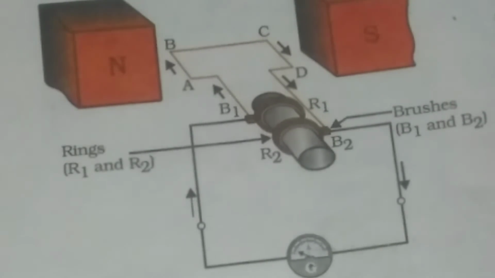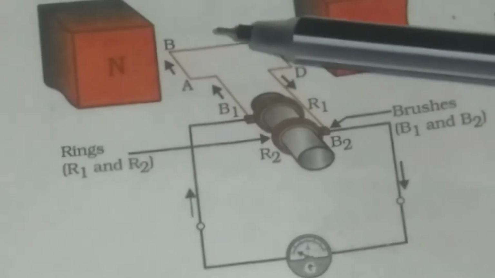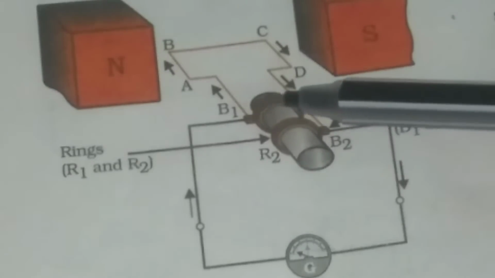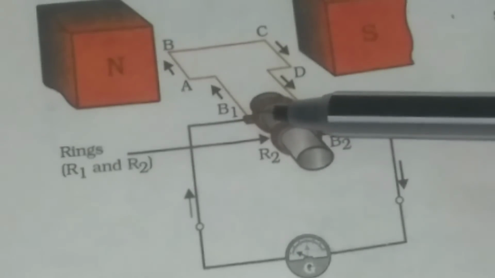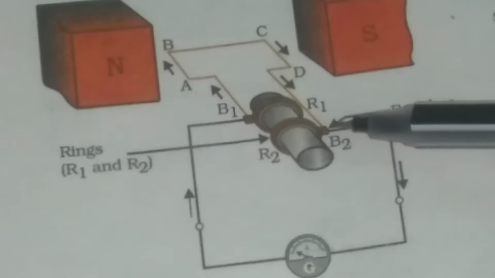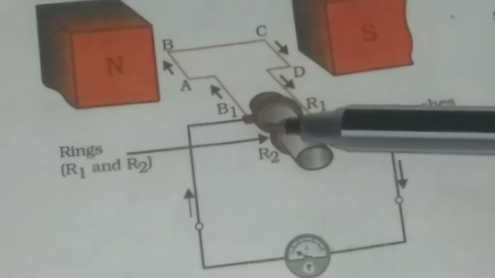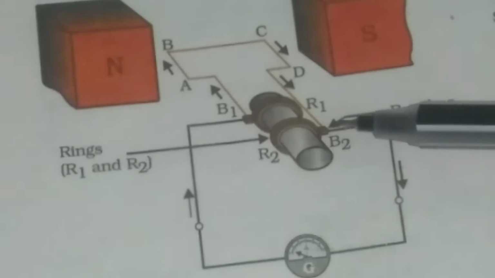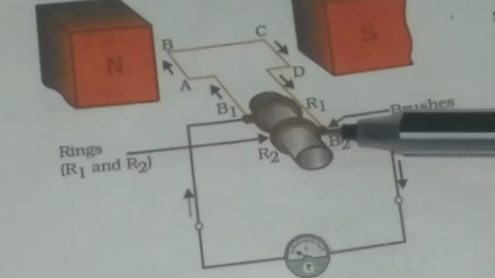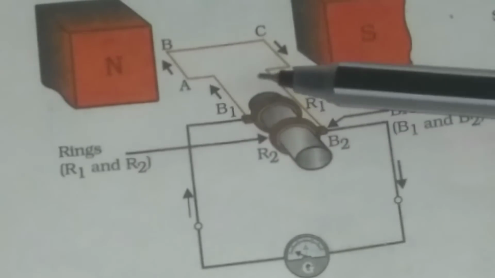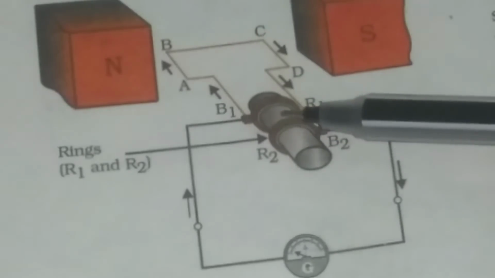So now see the working. You see the coil ABCD is attached to the slip rings. The A side is connected to the slip ring R1 and the D side is connected to the slip ring R2. Remember, B1 is not connected to R1 and B2 is not connected to R2. It is just pressed. So the coil ABCD attached to the slip rings is rotated by mechanical energy.